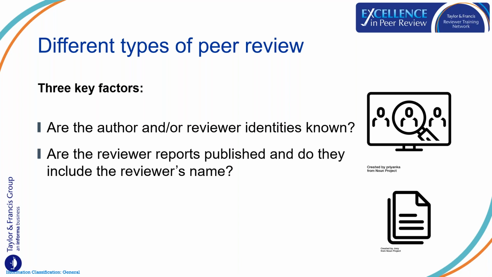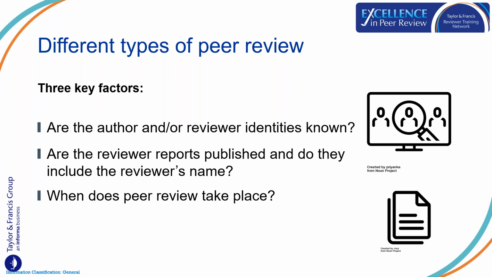Another key factor that differentiates different types of peer review is whether or not the reviewer reports are published alongside the article, if the article is published, and whether or not they include the name of the reviewer. So again, you can see there's a stage here where review reports might not be published, they might be published without a name, or they might be published with a reviewer name. And that's another variation in peer review that you might encounter.